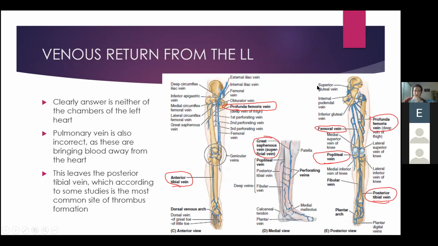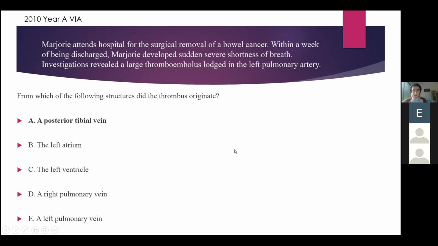Now, this is one of the questions where you don't actually need to know much at all to get it. So obviously if a clot is coming from the left side of the heart, it's not going to travel through the entire systemic circulation and then come back into the lung.